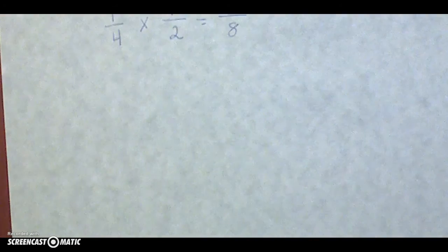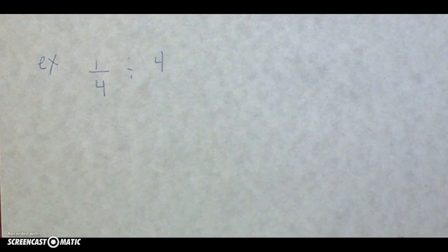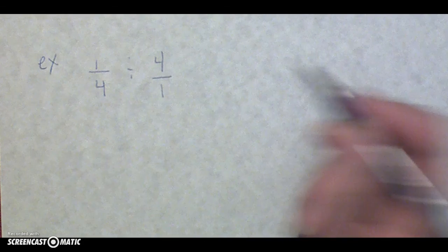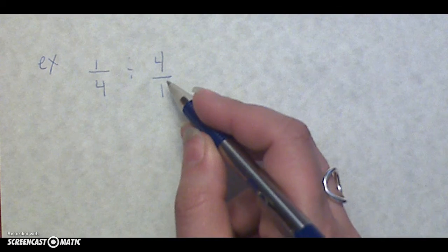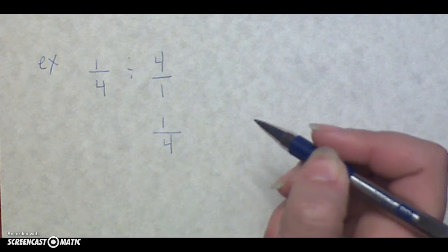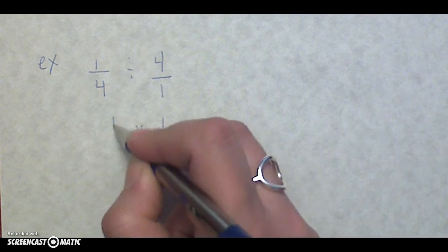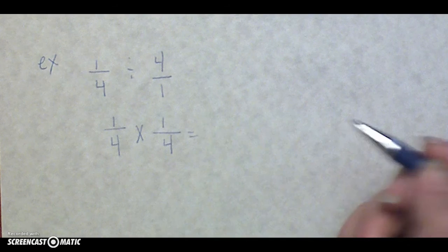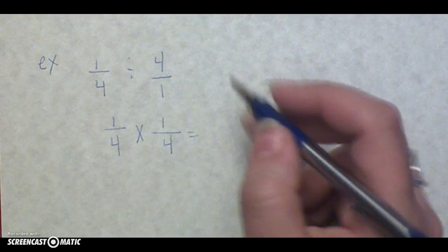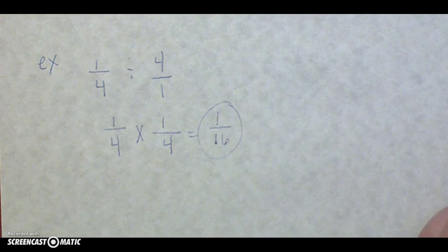Let's do another one. If I had 1/4 divided by 4, first step tells me to put a 1 under the whole number. Second step says to find the reciprocal of the second number. So 4 over 1 becomes 1/4. Third step says to change division to multiplication. Bring this person down here, and now I'm going to multiply straight across to solve. 1 times 1 is 1, and 4 times 4 is 16. 1/16 is my answer.